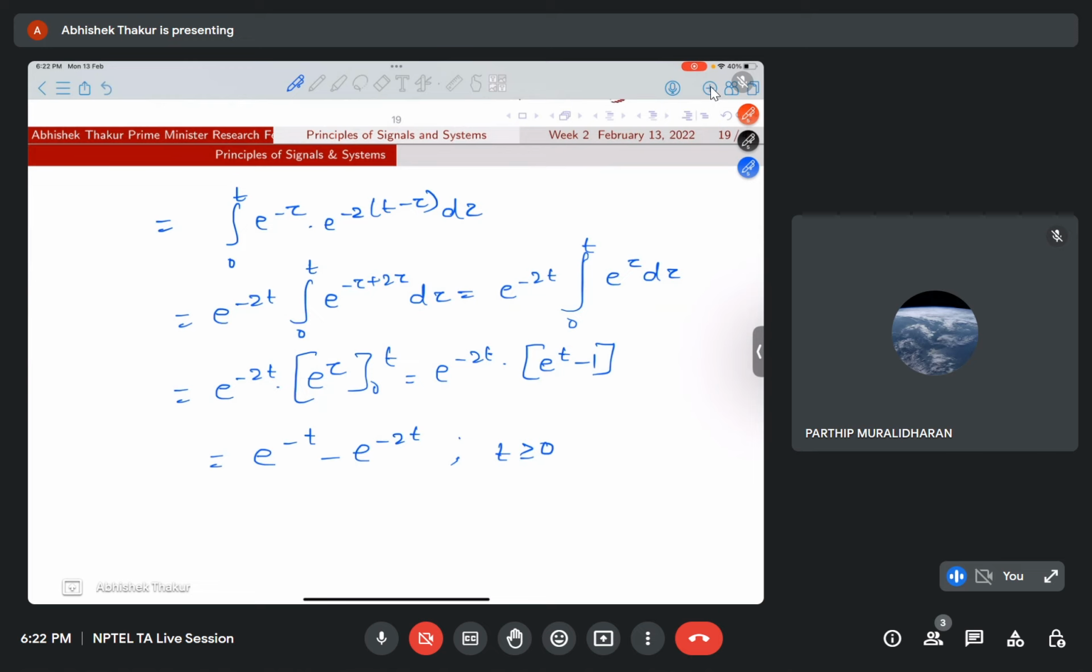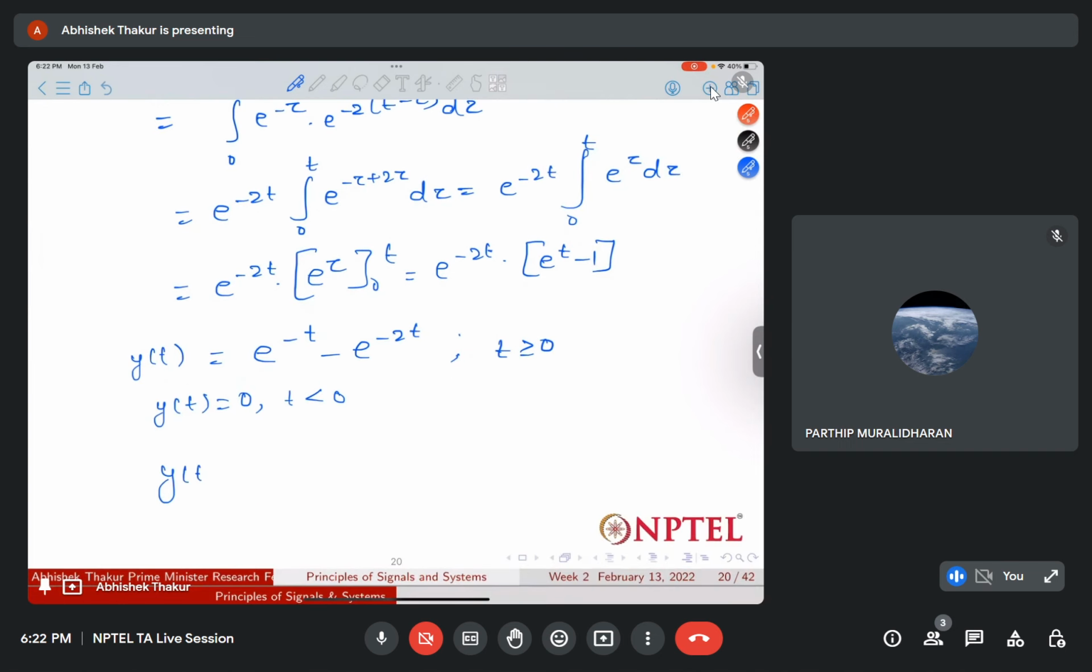And when t is less than 0, then y(t) is equal to 0 because the integration limit is always 0. So y(t) is equal to 0 for t less than 0. So what will be the final value of y(t)? y(t) is equal to e to the power minus t minus e to the power minus 2t. You will directly write the unit step function because y(t) is only defined from 0 to infinity. Okay, any doubt in this question? Then you can ask.